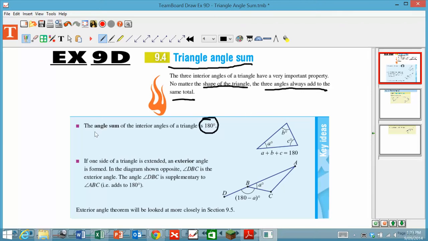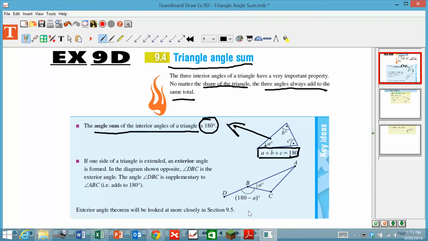180 degrees. So the angle sum of all the interior angles, all these angles inside a triangle, all add up to 180 degrees. So A plus B plus C equals 180. Okay, and that'll be your key little formula that you need to use as you work through exercise 9D. Now, one other bit, because we're going to be looking at other types of angles.